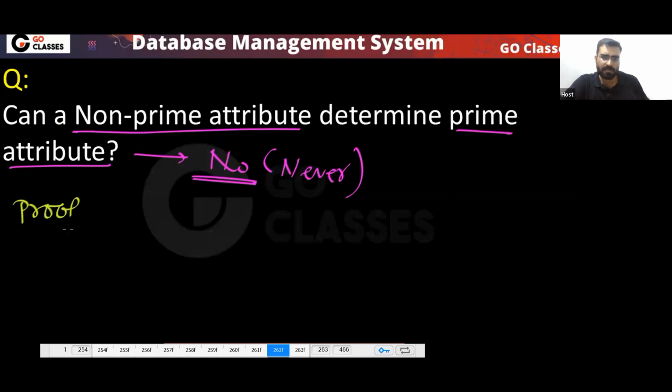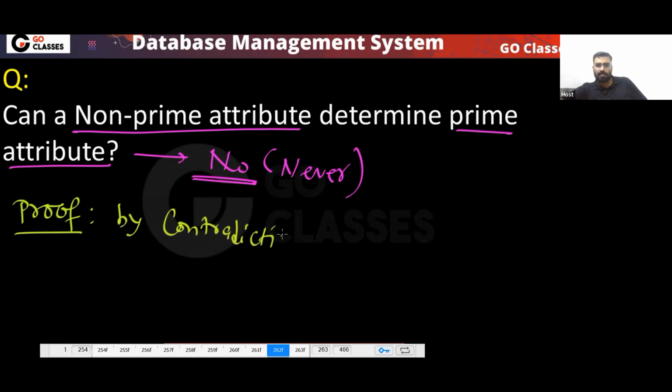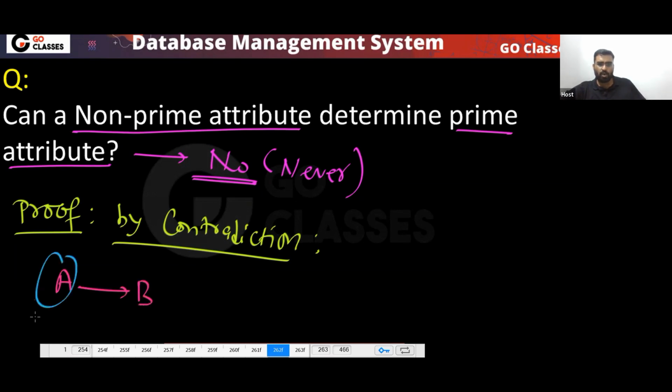Proof by contradiction. What is the proof? You can prove it by contradiction. Let's assume that you have a non-prime attribute. Let's assume A determines B. Assume that A is non-prime, and assume that B is prime.